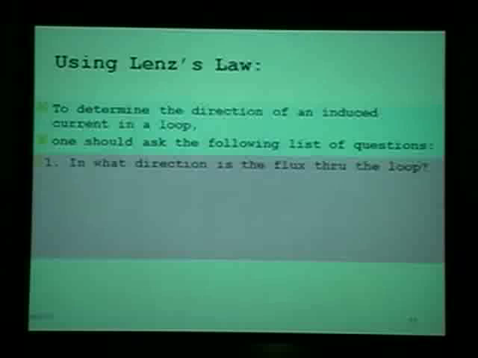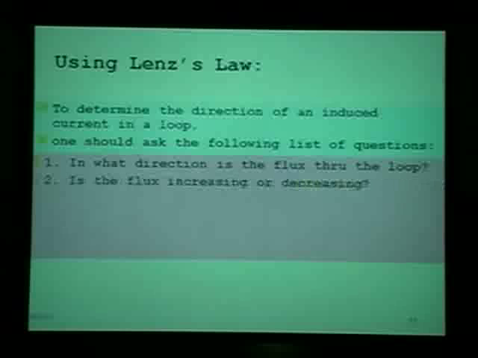So here are the questions you should ask. First of all, in what direction is the flux through the loop? As you're proceeding through a problem, just decide what is the direction of the flux through the loop. Is it that way or this way? Just decide that first. Then ask this question: is that flux increasing or decreasing? So first you decide what direction it's going, and then, as you proceed through that problem, is it increasing in that direction or decreasing in that direction?